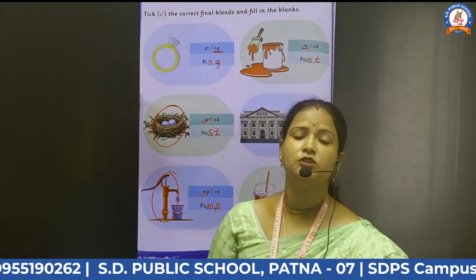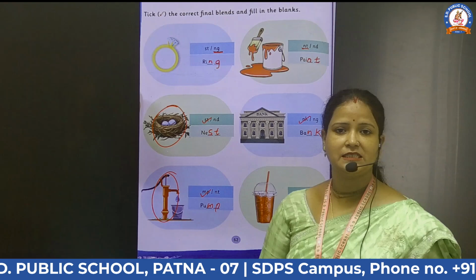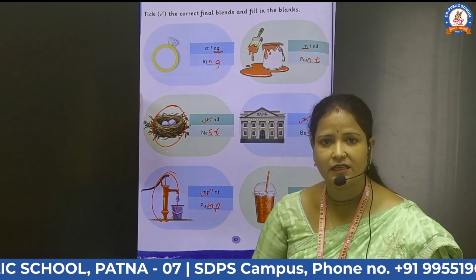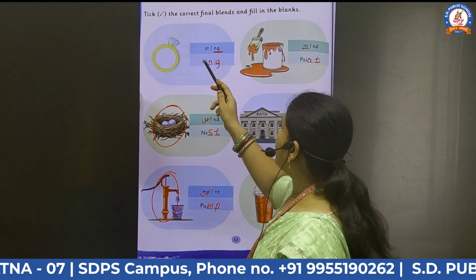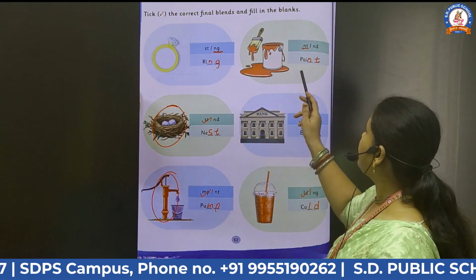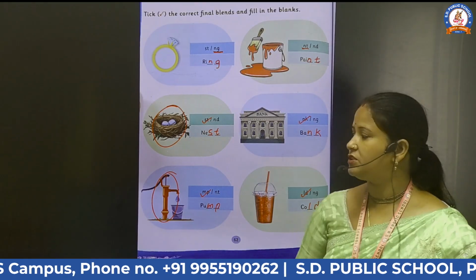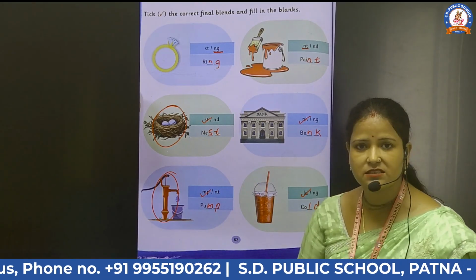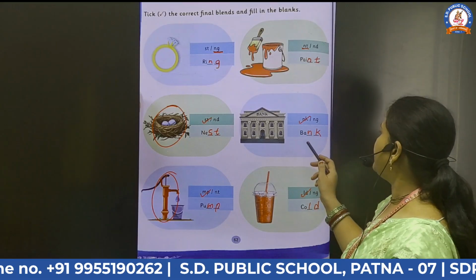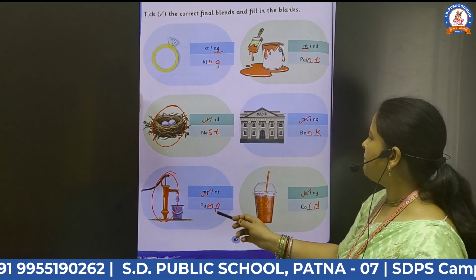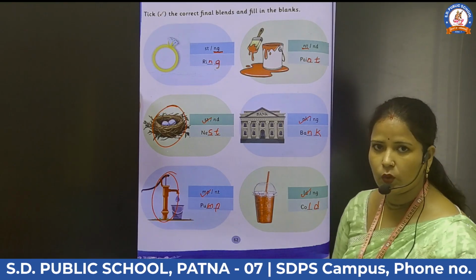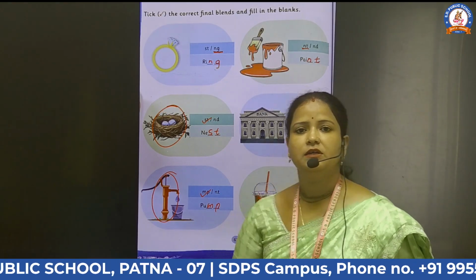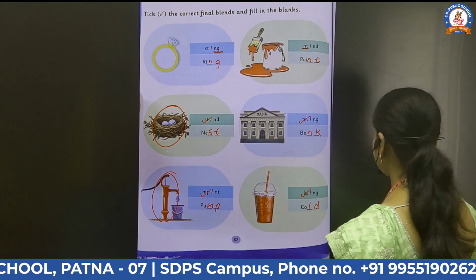After doing this page you will learn all the words with spelling. After doing this page, you have to learn all these words with their spelling, and next day I will ask you for them. Okay. R-I-N-G, ring. P-A-I-N-T, paint. N-E-S-T, nest. B-A-N-K, bank. P-U-M-P, pump. C-O-L-D, cold. Okay, let's move on to the next page.